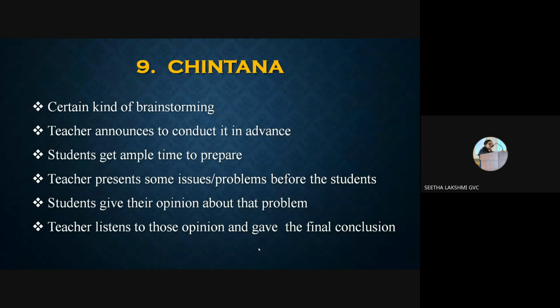Let them respond. They might give a very rotten idea, a very rubbish idea or a very silly idea, but definitely you should embrace that. You just listen, and then finally you give some conclusion, and that Chintana or that brainstorming will be over.